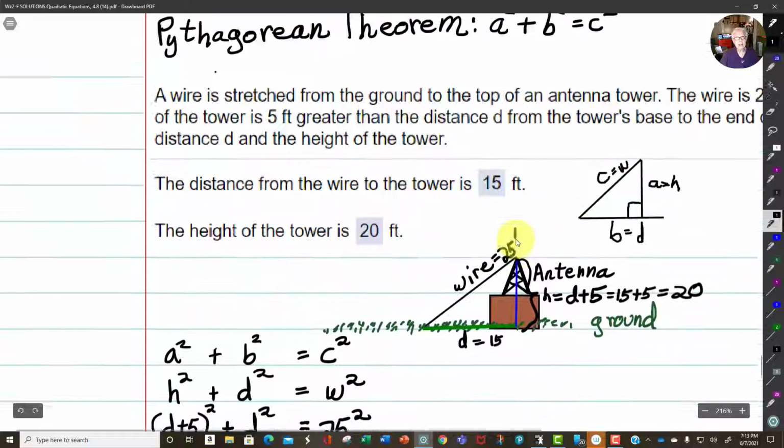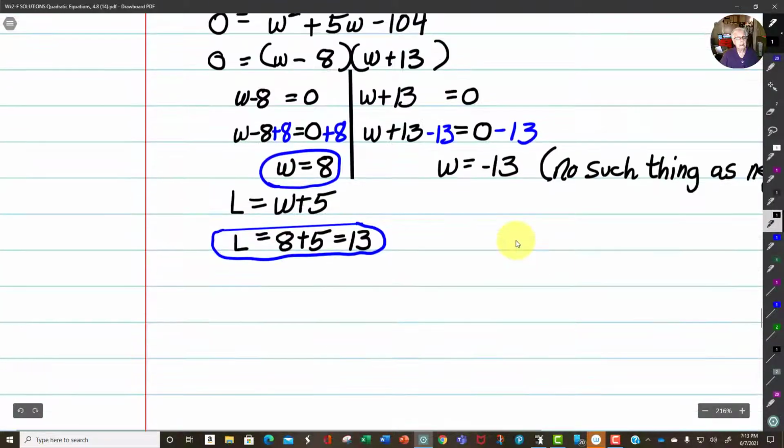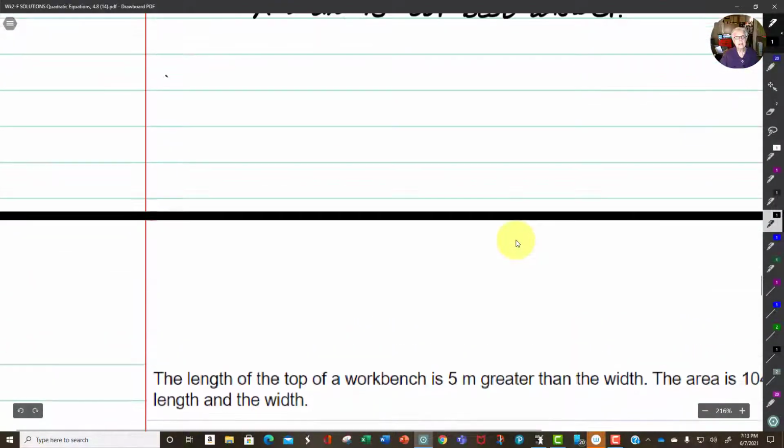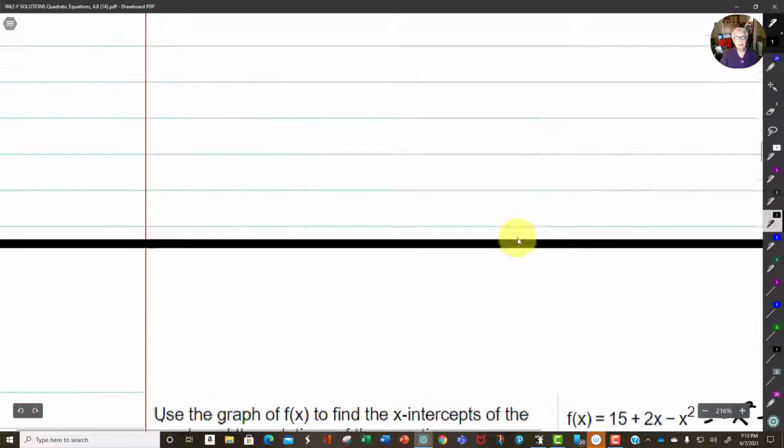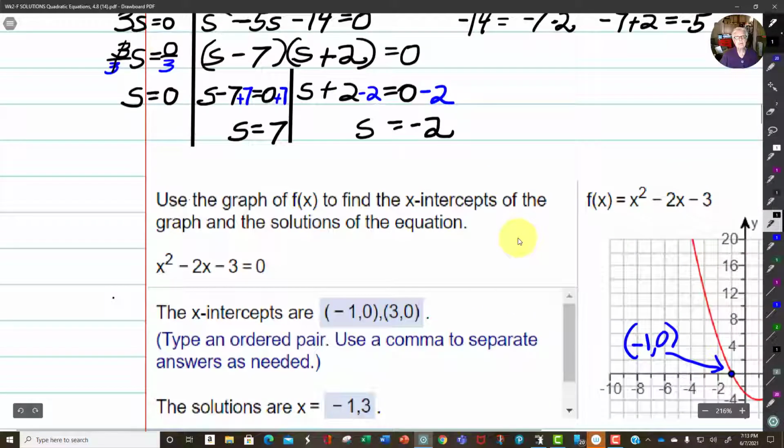With some practice, you'll be able to buzz right through these, but it's really important that you do these problems and try to do them a couple of times.